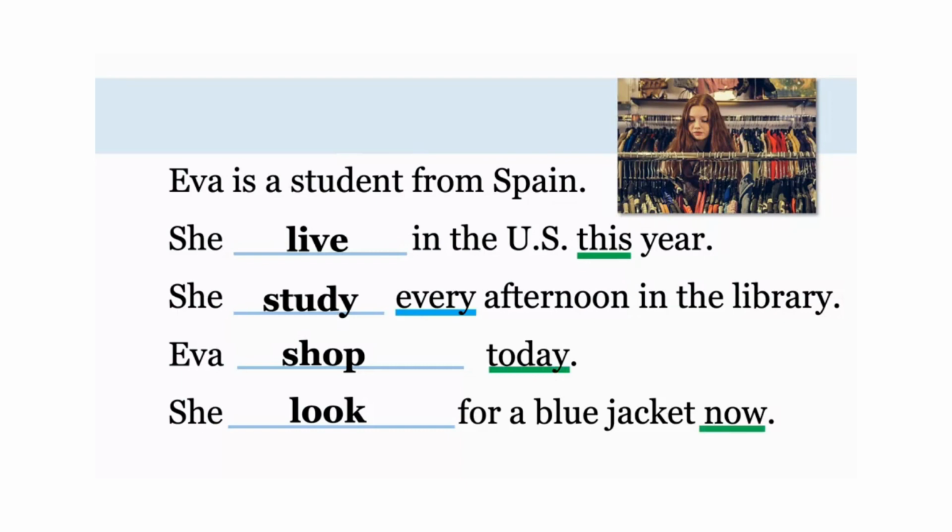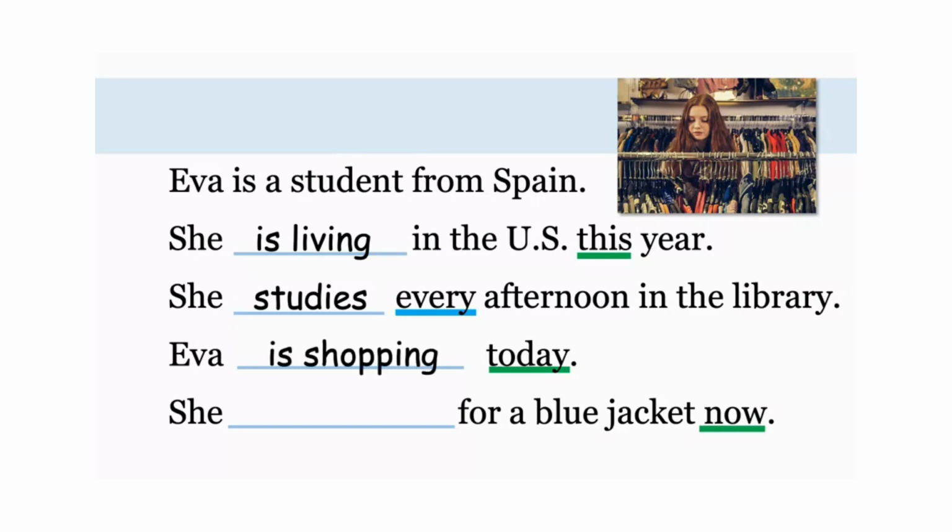Ava is a student from Spain. She is living in the U.S. this year. This year tells me it should be present progressive because it's happening now. She studies every afternoon in the library. Every tells me it happens this afternoon, tomorrow afternoon, the next afternoon. That means it needs to be in the simple present. Ava is shopping today. Today tells me present progressive now. And she is looking for a blue jacket now. Well, now is happening now.